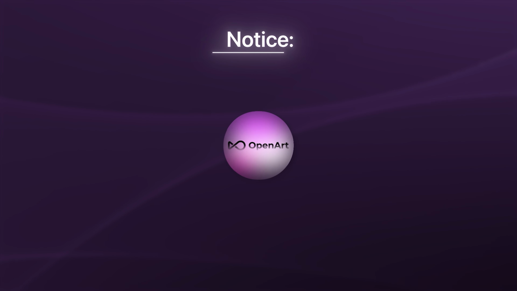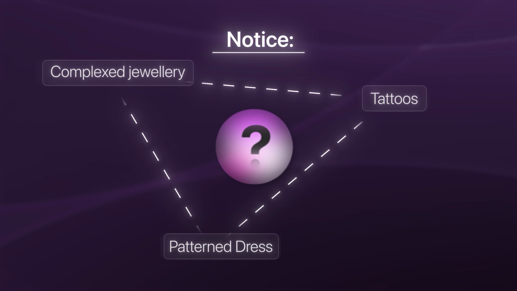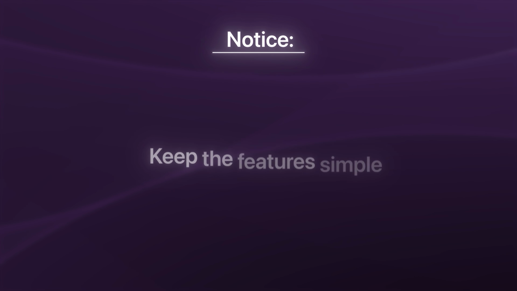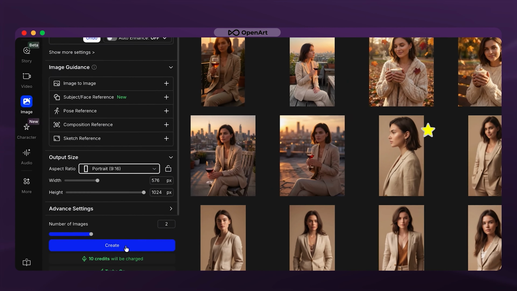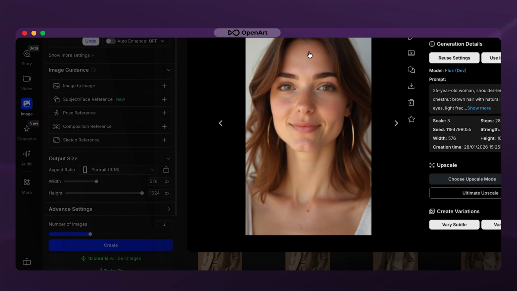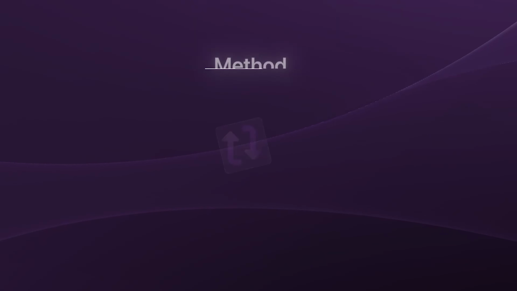Notice, I'm not saying tattoos or patterned dress or complex jewelry. Those confuse the AI. Keep features simple but hyper-specific. Aspect ratio, vertical. Hit create. There, no plastic skin, no dead eyes. This is your foundation.